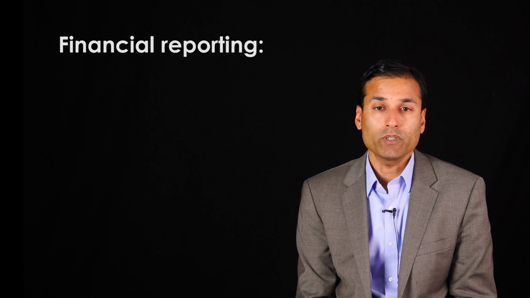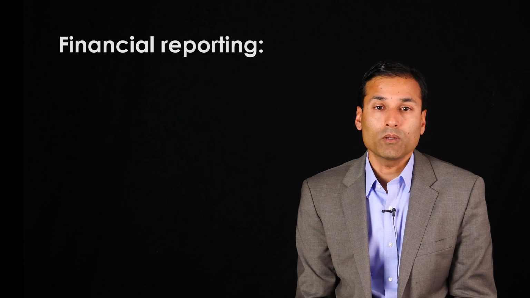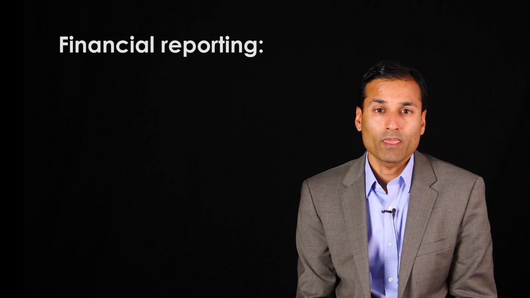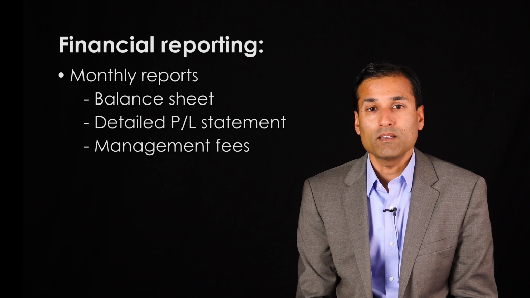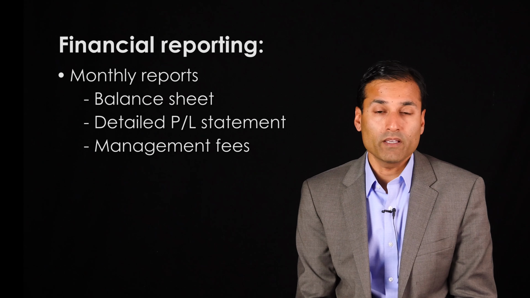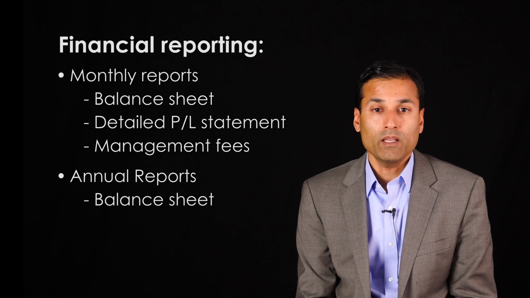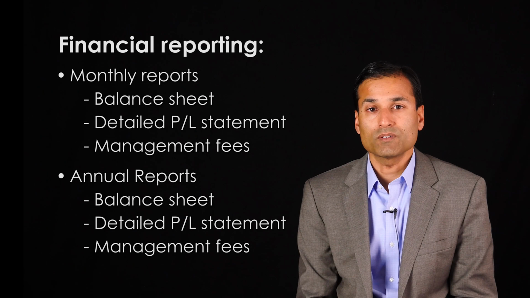With respect to hotel management agreements, another important aspect is to report to the owner. Financial reporting provisions are extremely important for hotel management companies to comply with, and they must make sure they communicate monthly and annually to the owner as to the financial status of the hotel property. There are monthly reports with balance sheets, detailed P&L statements, and management fee expenses that need to be provided to the owner on a monthly basis. And then at the end of the year, you'll have annual reports to the hotel owner, providing an annual balance sheet, a detailed P&L statement, and also reconciling the management fees and expenses for the year.